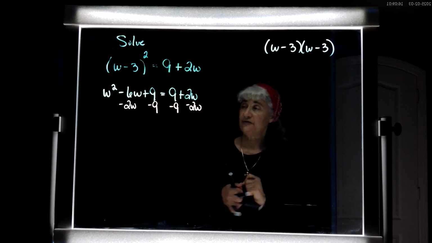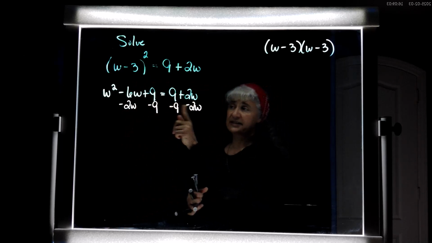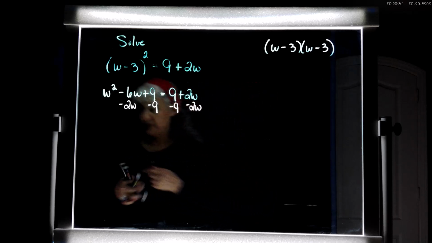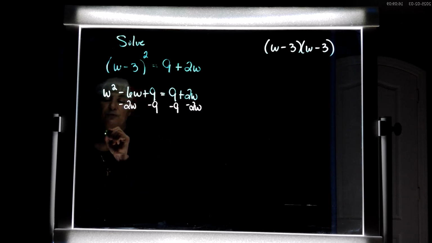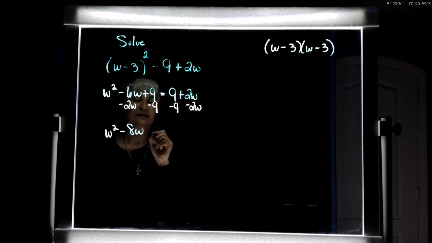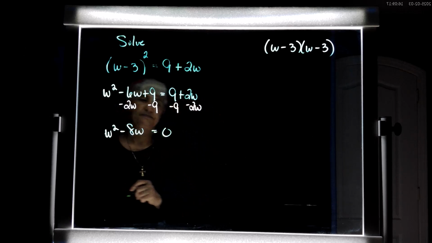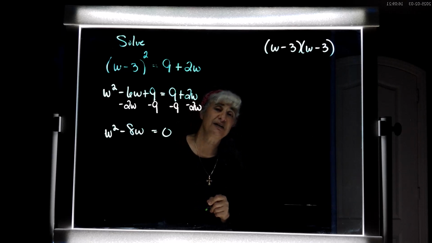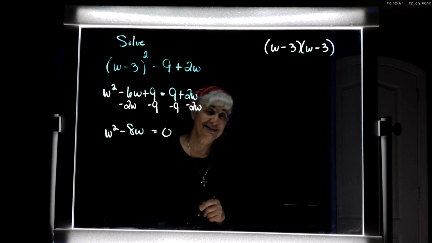And you know, you're not too sophisticated to write these little steps out that I'm putting up here on the board. Good? Okay, so let's see. We get w squared minus 8w. Woo, the 9's drop out. Yay. Equals 0. Wow, considering what it looked like in the beginning, this is actually quite nice, isn't it?